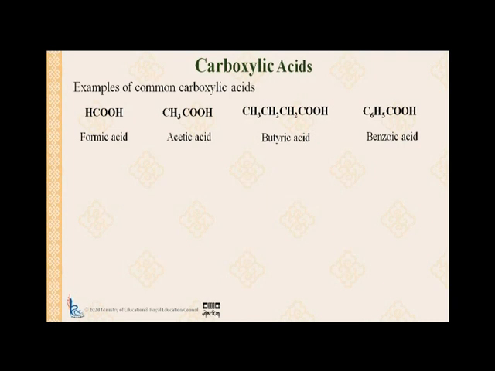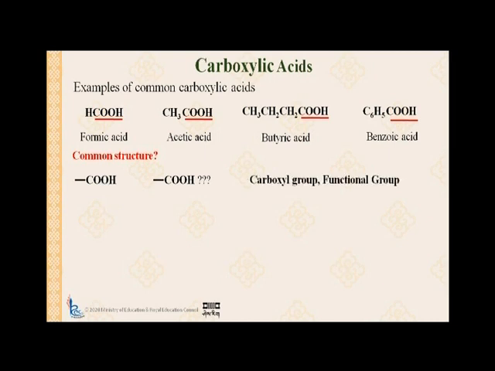Now if you look at the structure of all these acids, there is some structure which is common to all the acids. Can you identify it? Okay, the common structure you can see in all these acids is COOH, in formic acid, acetic acid, butyric acid and benzoic acid. So in all these 4 acids you will see a common structure COOH. Now what is COOH? What is its name? And what is its function? COOH is known by the name carboxyl group, and it is a functional group.